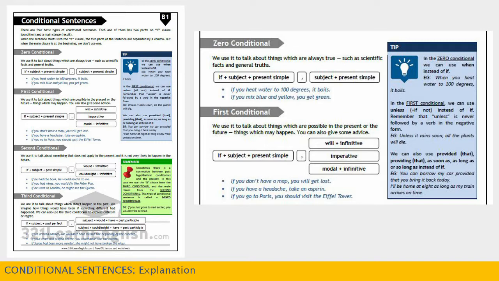We use the first conditional to talk about things which are possible in the present or the future, things which may happen. You can also give some advice. In this case, we will use present simple for the if clause and will plus infinitive for the main clause, as well as imperatives or a modal verb plus infinitive. Read the examples. In the first conditional, we can also use unless, which means if not. Unless cannot be followed by a negative verb. Look at the first example. With unless, the sentence would say, unless you have a map, you will get lost.